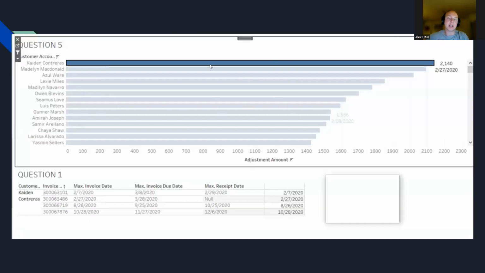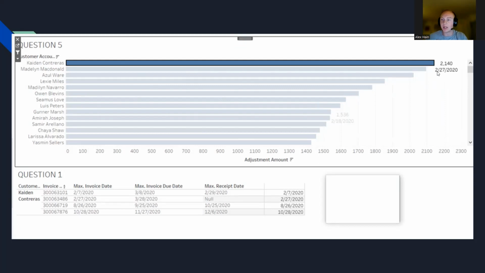So I created a little dashboard for this and filtered it for one customer just as an example. So we chose Caden Contreras here. They were actually the largest amount of adjustment, $2,140.